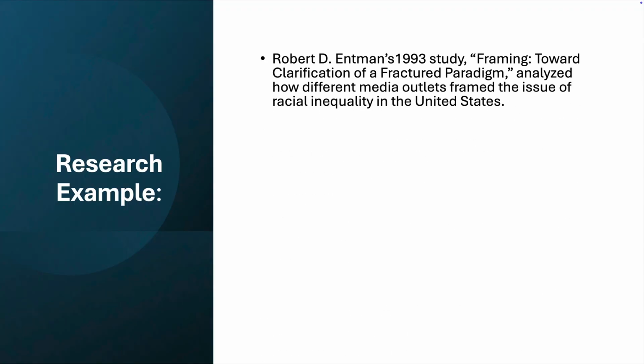Robert D. Entman's 1993 study, Framing: Toward Clarification of a Fractured Paradigm, analyzed how different media outlets framed the issue of racial inequality in the United States. Entman's study revealed two key findings.